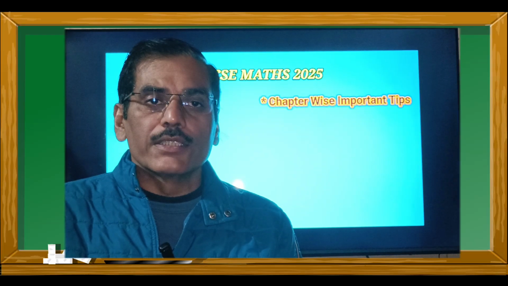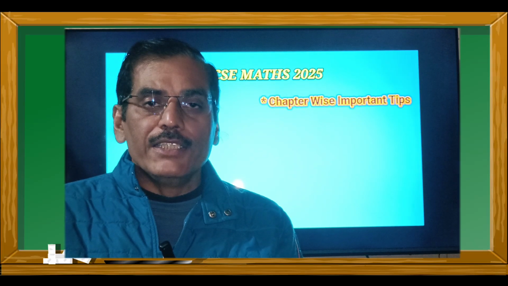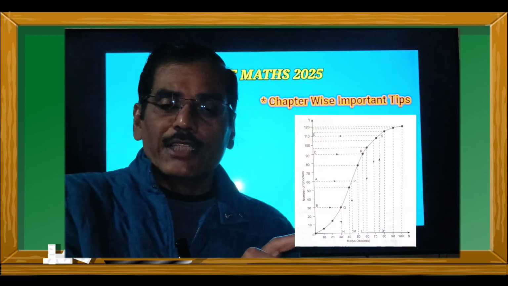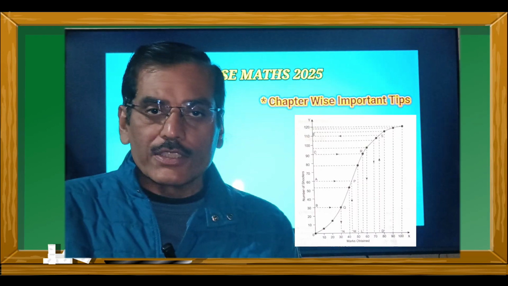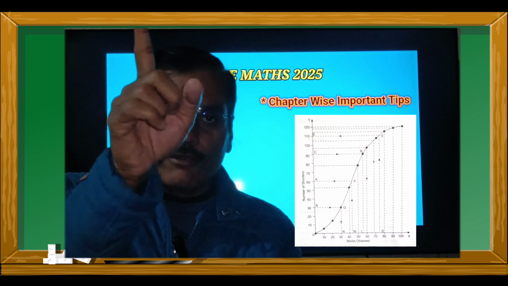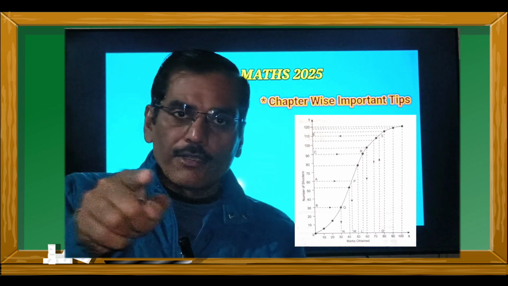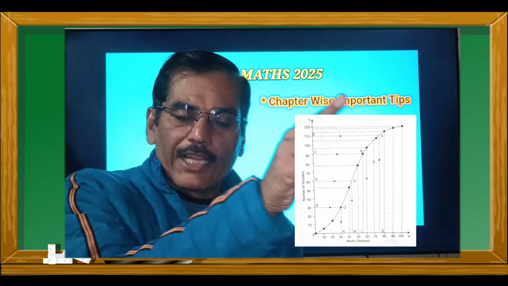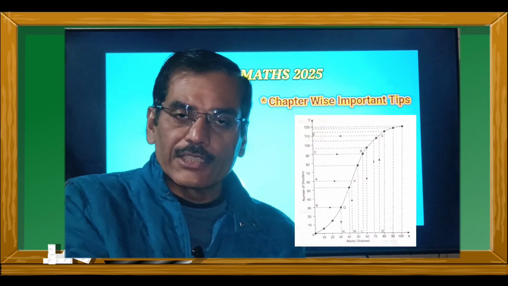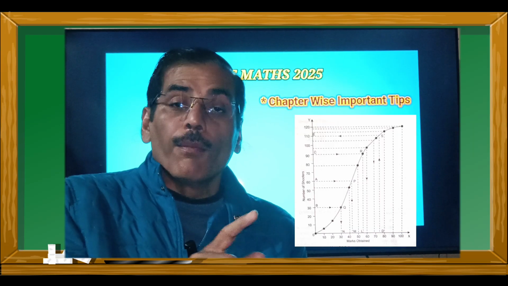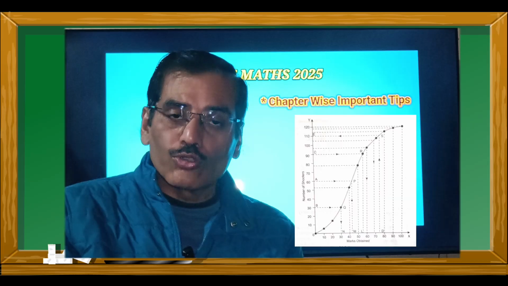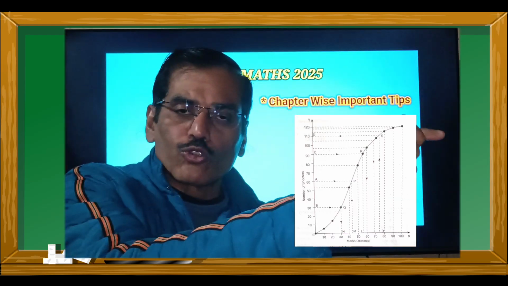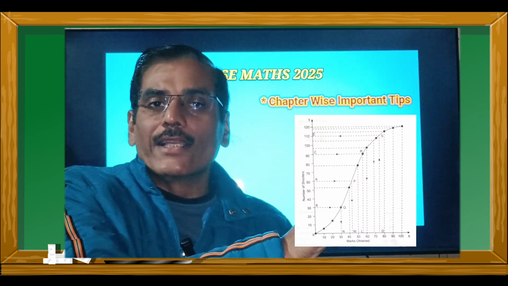Then the graphical question. If you are asked to find the median, quartiles, or how many students are getting more than this much, or less than this much, you have to draw the ogive. Remember the ogive curve. For median and quartile, you should draw the line from the y-axis to the x-axis, and the answer you will get from the x-axis. But for how many are getting more than or less than, you should draw from the x-axis, then go to the y-axis, and the answer you will get from the y-axis.